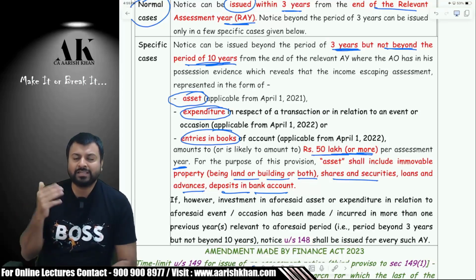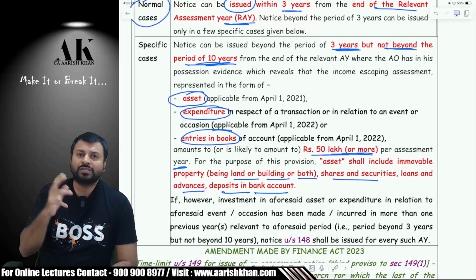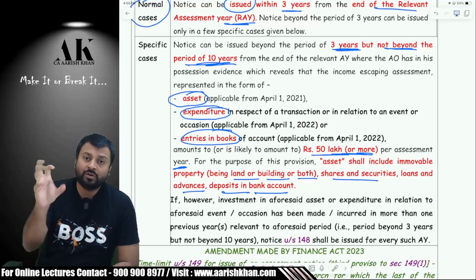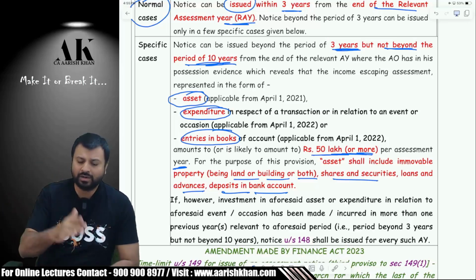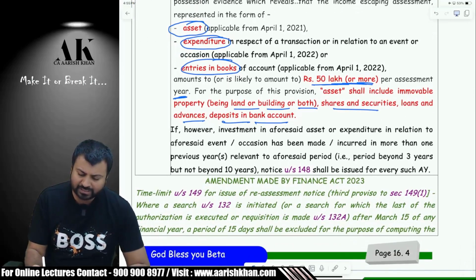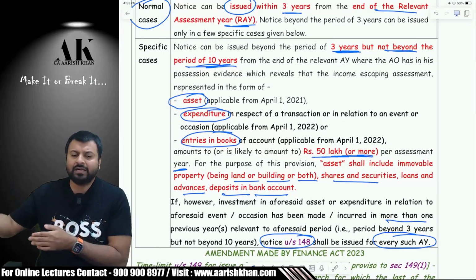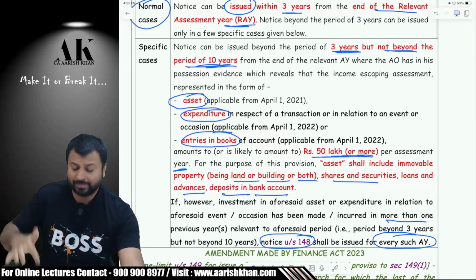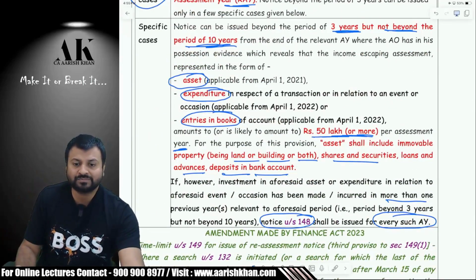Or if you have done some marriage in 23-24 of 1 crore rupees, after 7 years the AO caught you. From where have you done this marriage? You said that you have done it from the income of 23-24. So the AO can catch you and do assessment on you even after 3 years, but up to what? Up to 10 years. If the investment in the aforesaid asset or expenditure in relation to it is for more than 1 year, then the notice under 148 shall be issued for every such year. If the AO finds that you have made mistakes in multiple years, then the AO will send you notice for all the multiple years. He has to send notice for all the respective years to you. I hope it is clear to all of you, right?